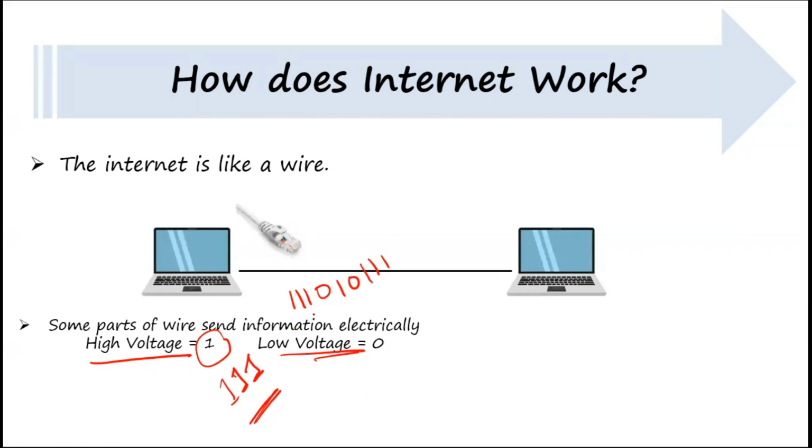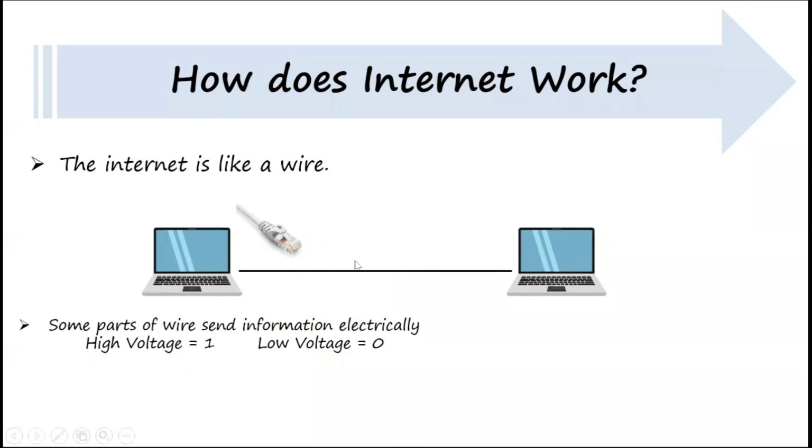Accordingly, the computer would understand how my connection is happening. What is my data speed? Am I experiencing high voltage? Am I experiencing low voltage? That's how some parts of the wire which are sending information electrically record through them. The systems record what is the combination, what type of network connectivity I'm having. So this was one part of the wire.